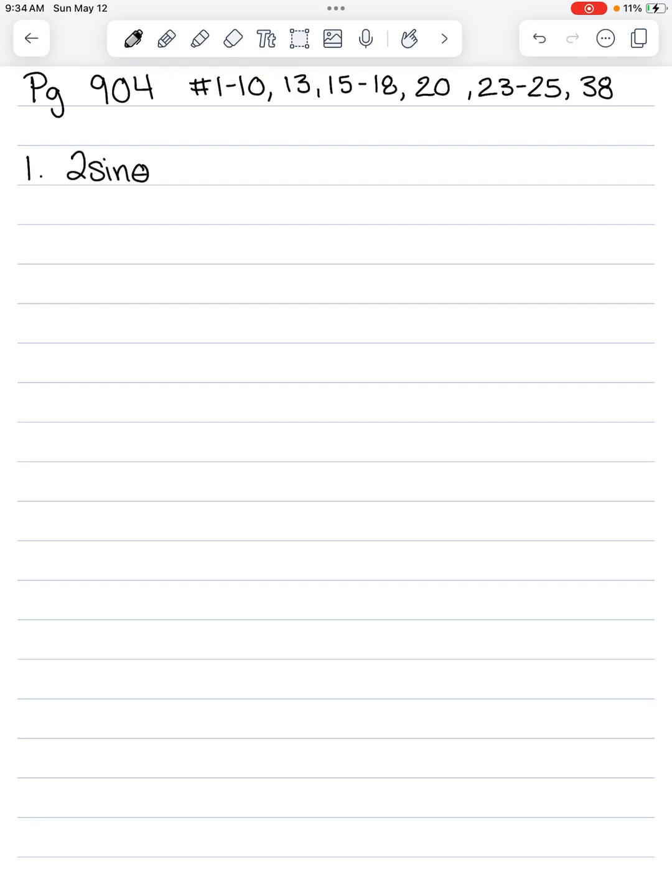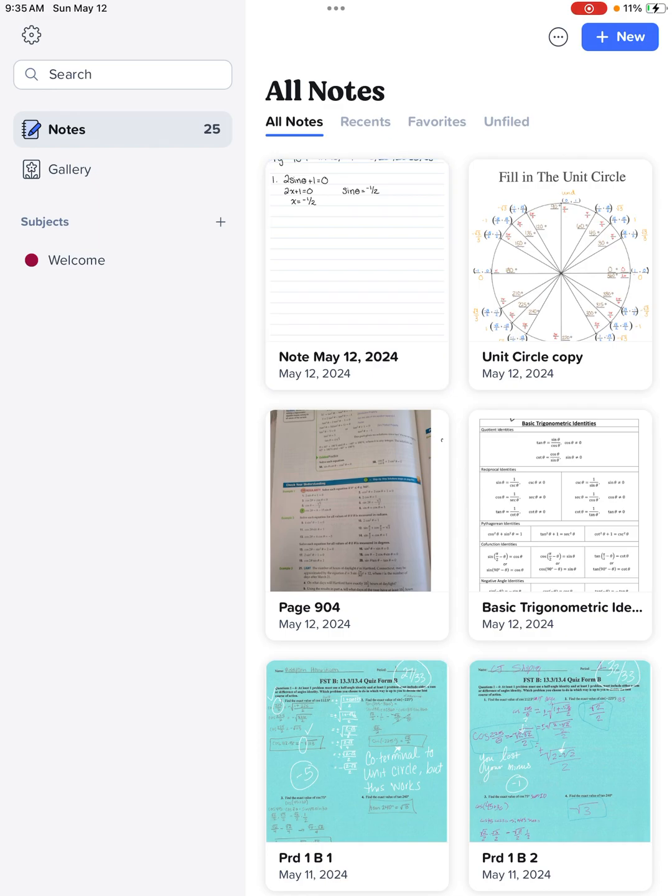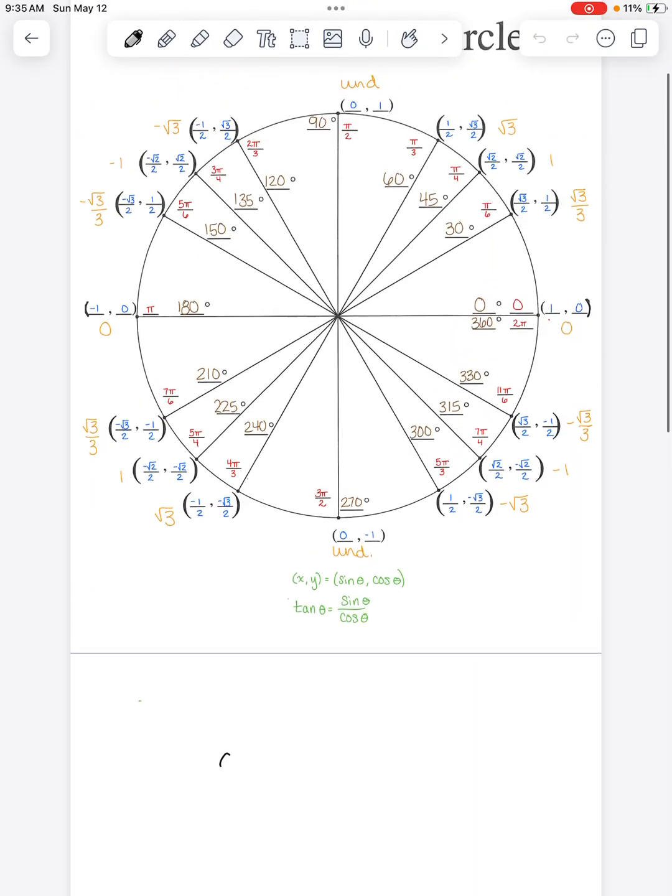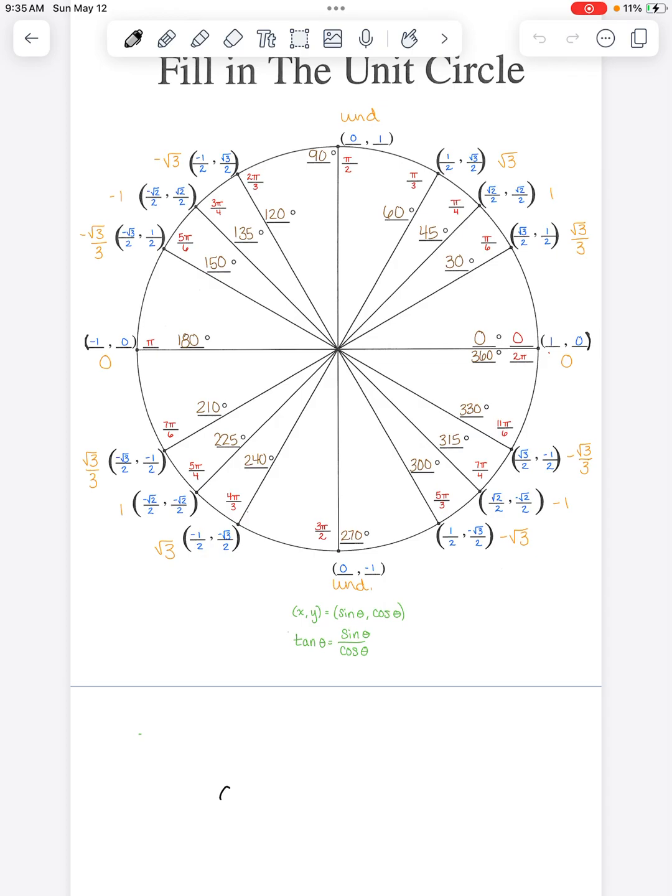So problem 1, 2 sine of theta plus 1 equals 0. It's kind of like having 2x plus 1 equals 0. Subtract the 1, divide by 2, x is a negative 1/2. X is taking the place of sine of theta. And sine of theta is negative 1/2 at 210 degrees and 330 degrees.